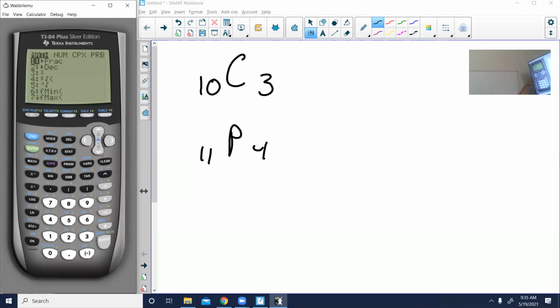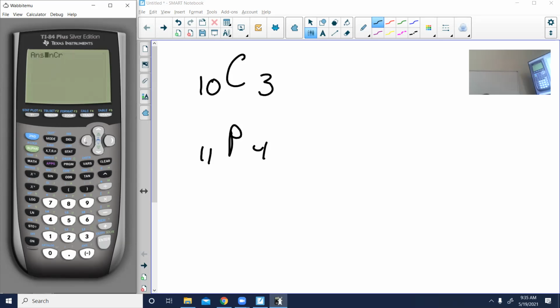Click math. And then there's something called PRB. That's for probability. That's the probability section. So on the top, you just go left for it. And then you see the options. You have 2, 3. Since this is C, we're going to put option 3.